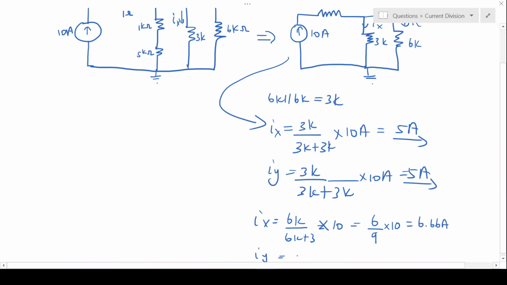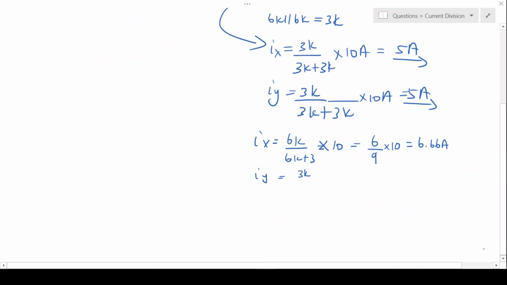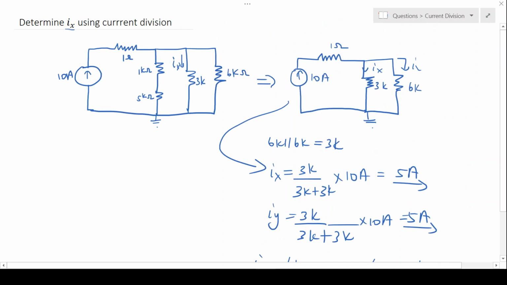And Iy, we would have said, is now the opposite resistor, which is 3K over 3K plus 6K times 10, which will be 3 over 9 times 10, which will then give you 3.33 amps. So that would have been the answer if the values were different. Given the question that was requested, the answer would be 5 amps and 5 amps.